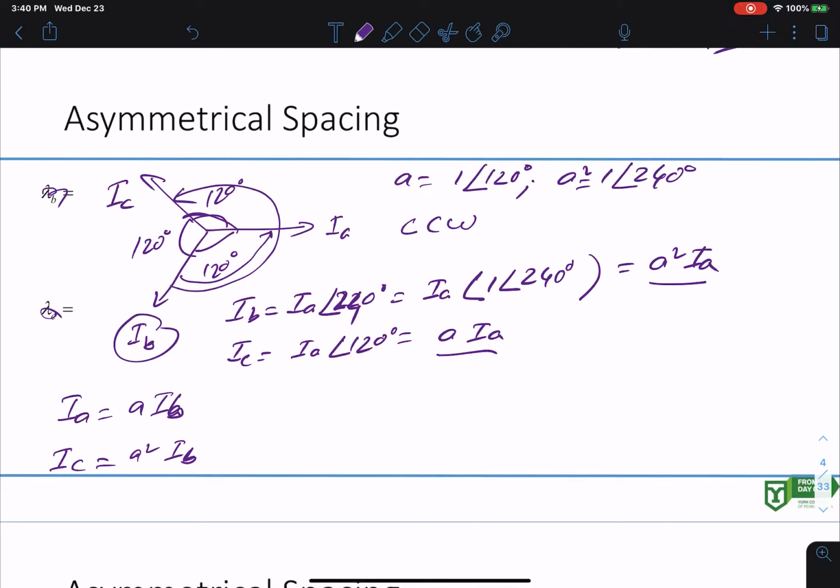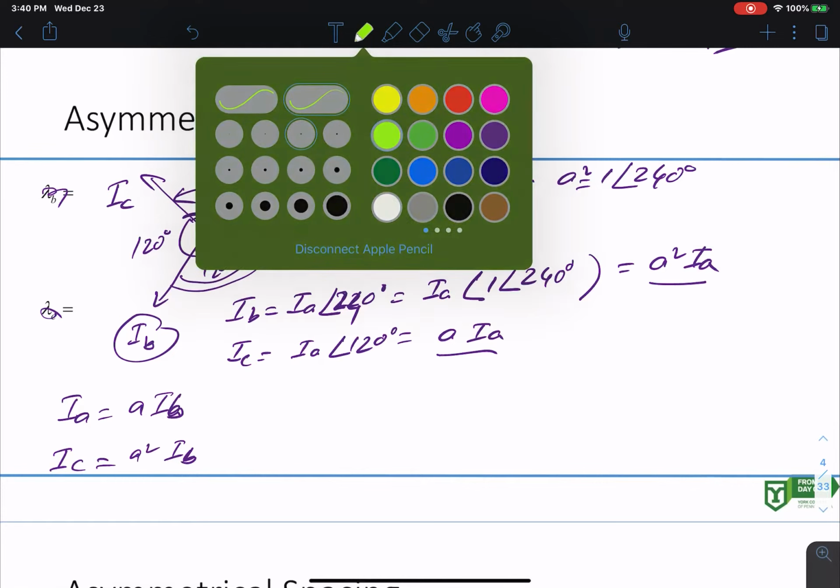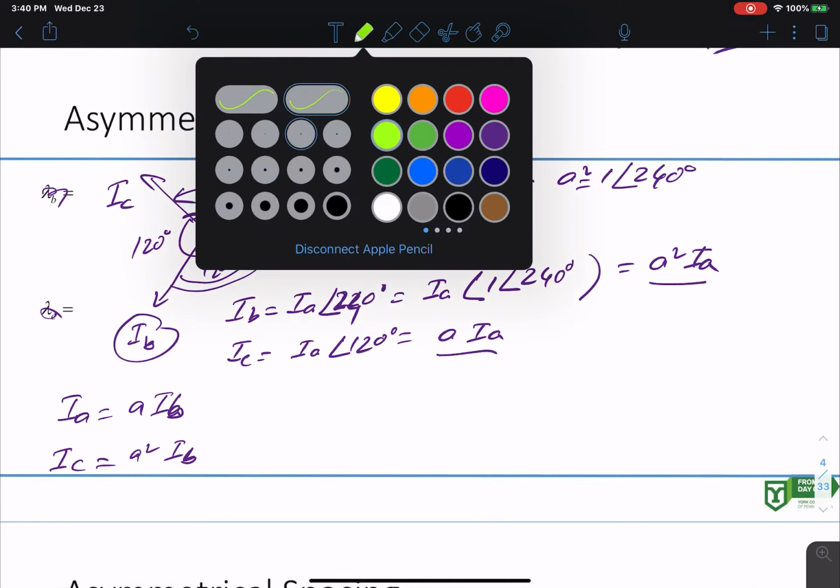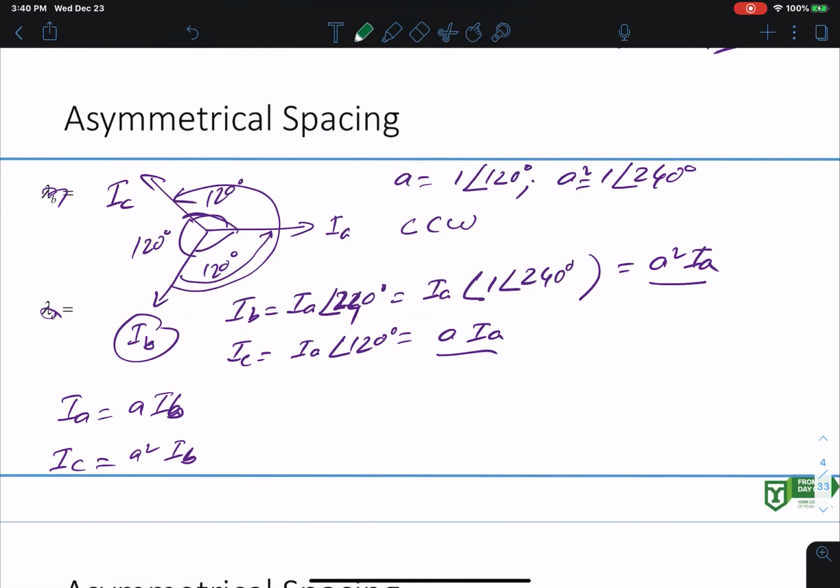Then if I use a different color here, let's do, which is better? Green might be okay. So we're going to do it with respect to IC, with everything converted in terms of IC. IC itself is there. If I go from IC to here counterclockwise, there's IB. So IB would be a IC.